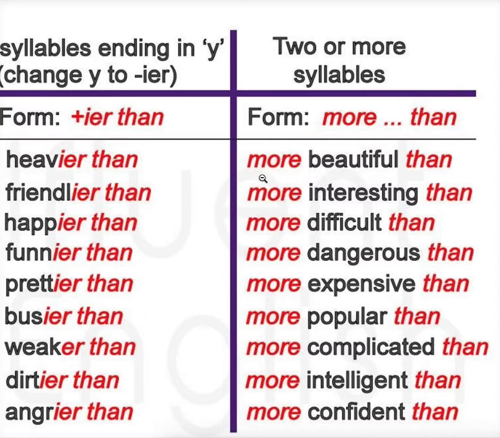So, for example, in the case of beautiful, how many syllables do you have in the adjective beautiful? Five, I think. Are you sure? Recuerden que en inglés es por los golpes de voz. Beautiful. How many syllables? Three. Remember that in English we count syllables by the sounds.